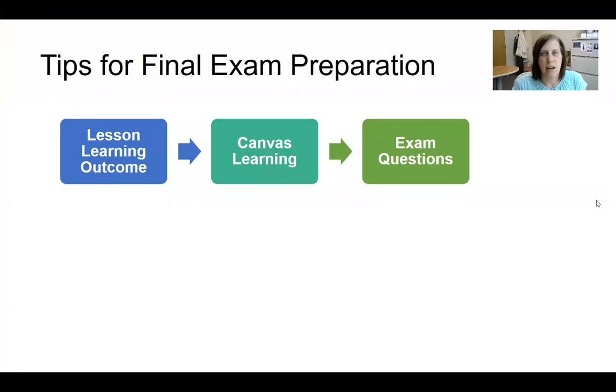So you might be wondering how you should best prepare for the final exam. These are just some tips I've put together for you to consider as you're preparing to take the final exam.